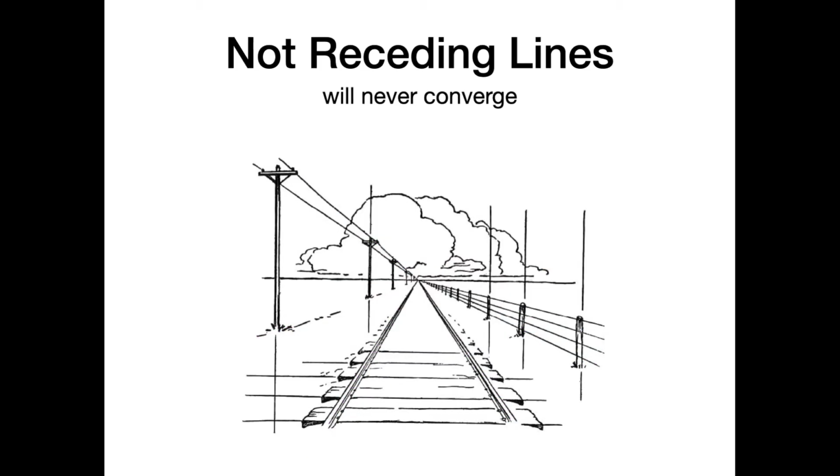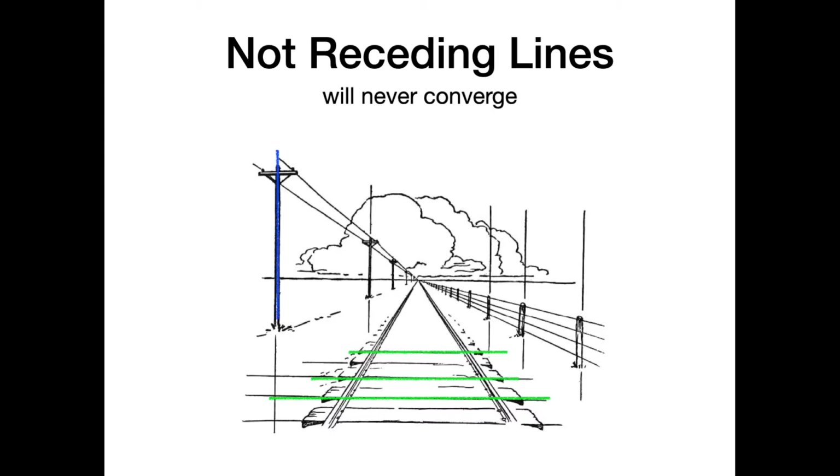Remember, when I'm talking about parallel lines, that I'm talking about receding lines. Horizontal lines that are parallel to the horizon or parallel to you are not receding, they will never converge, and so they'll never have a vanishing point. They will never meet.